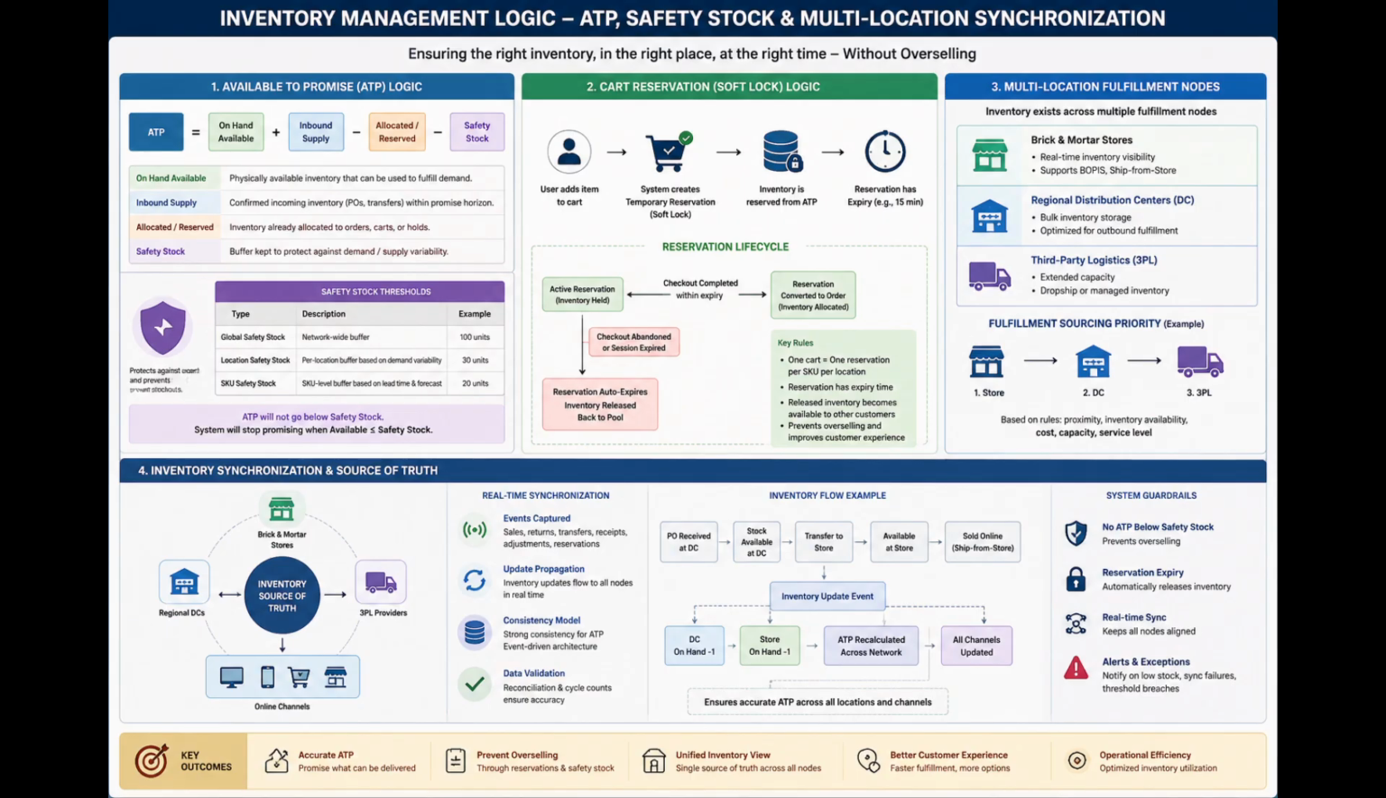Next is the intricate domain of back-end inventory management logic, where a BA must meticulously document the mechanics of available to promise parameters and safety stock thresholds to prevent overselling. When a user adds an item to their cart, systems often implement a temporary inventory reservation or soft lock on that database record, which must automatically release back into the general pool if the checkout session expires or is abandoned.